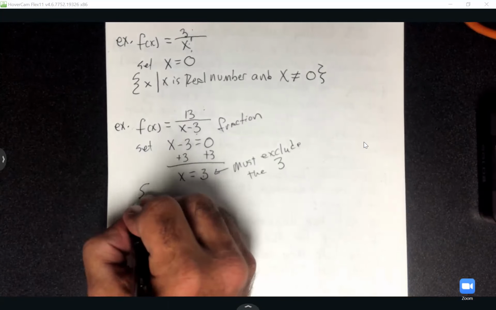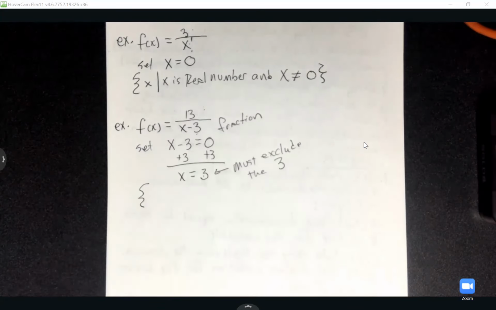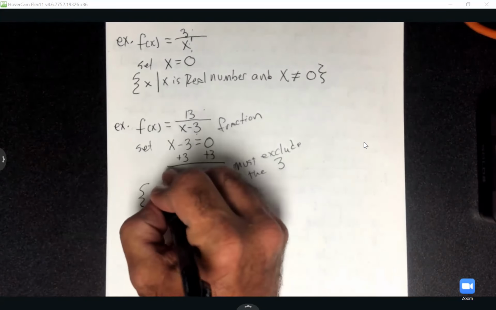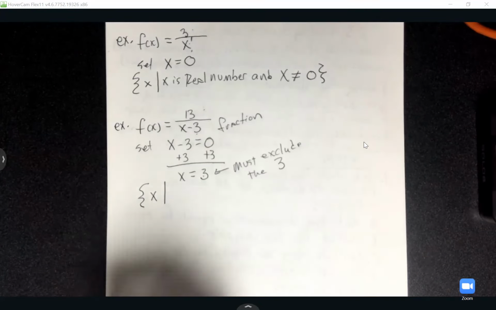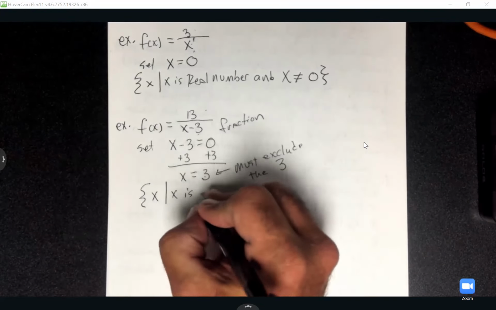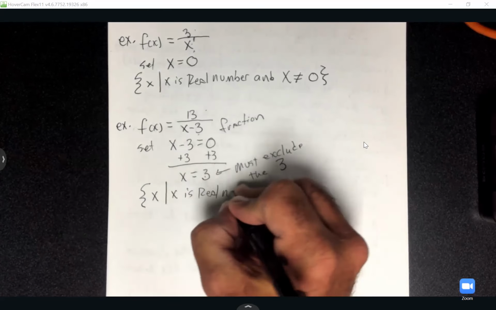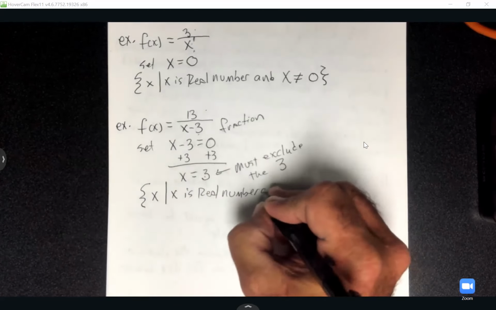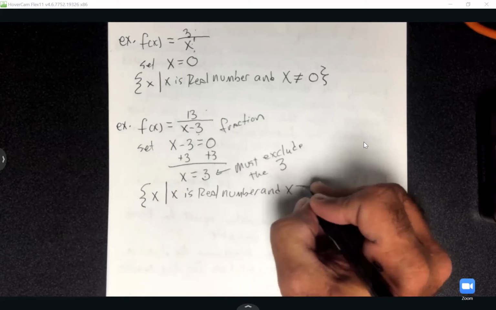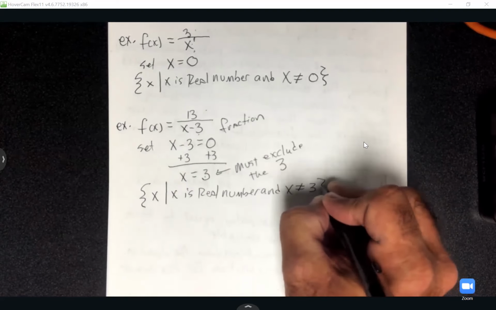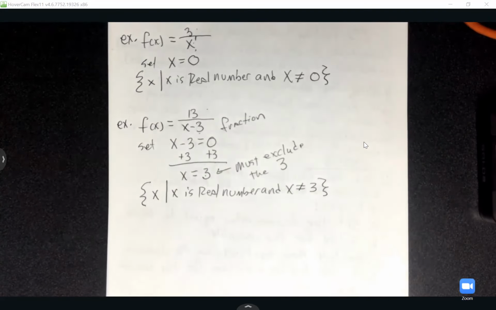So I'm going to come in and put my set notation. My variable was x, such that x is a real number and x cannot equal 3.